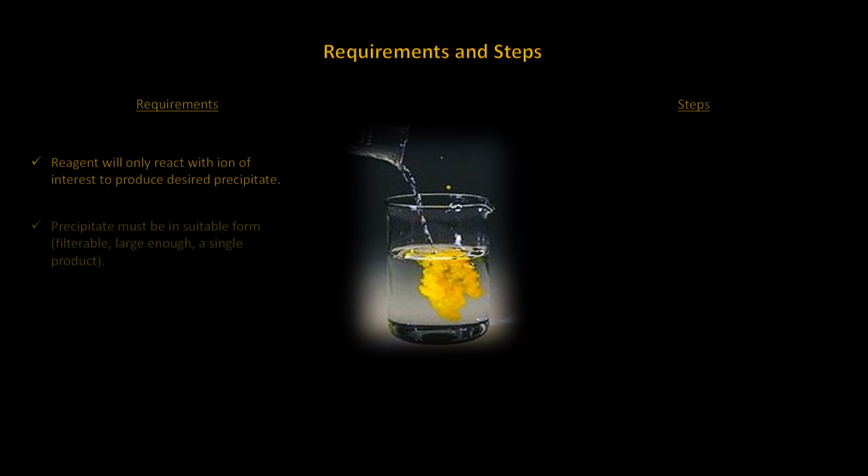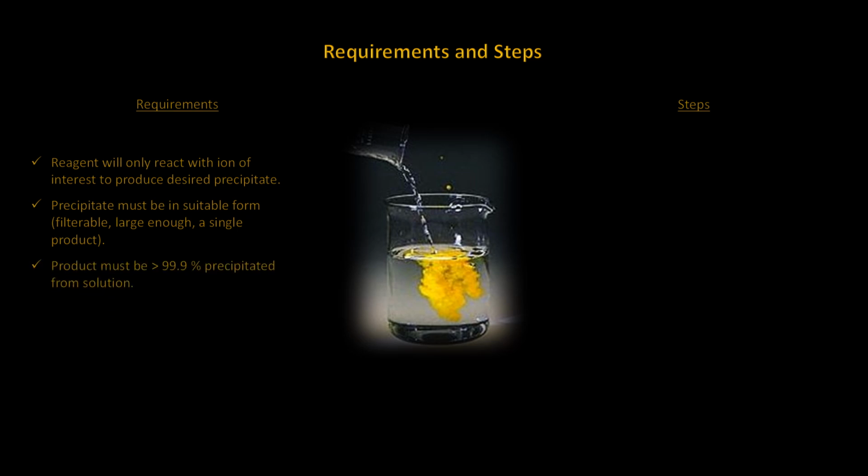The second is that the precipitate must be of sufficient quantity, as well as in a suitable form for separation. That is, it must be filterable. The material must be large enough in particle size to be filterable, and it must be a single produced compound that is pure in composition. Last is that the product must be fully precipitated, or greater than 99.9% precipitated out of the solution.